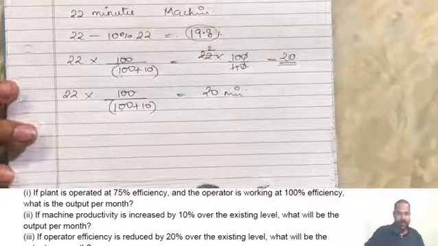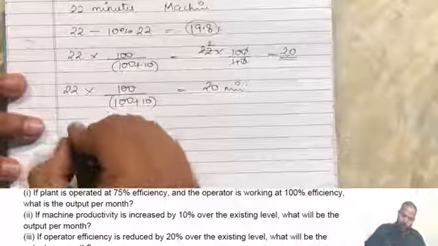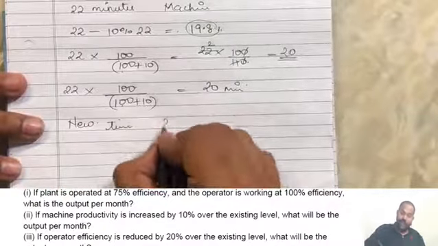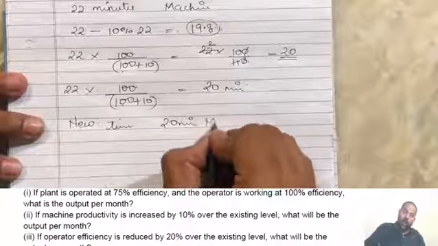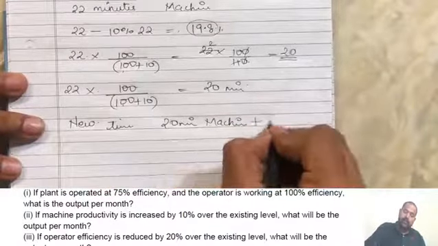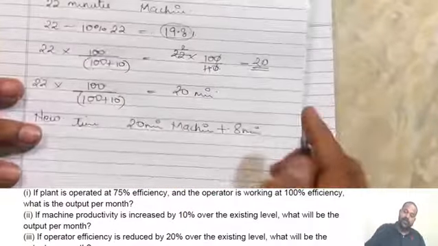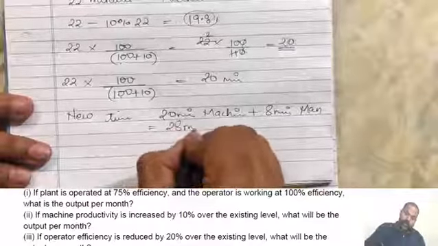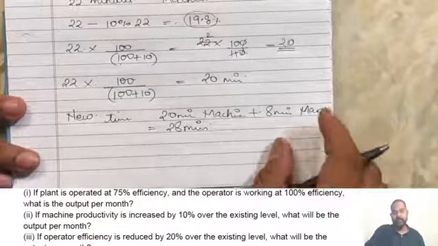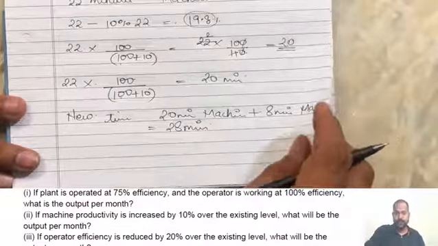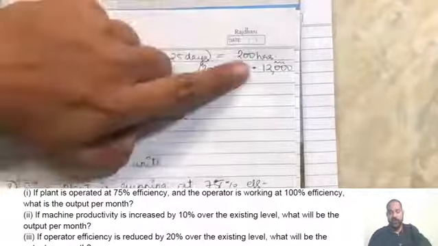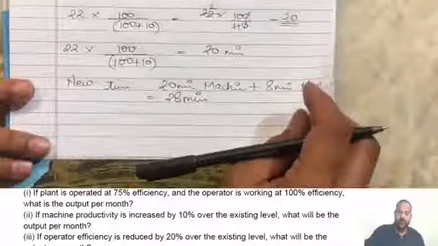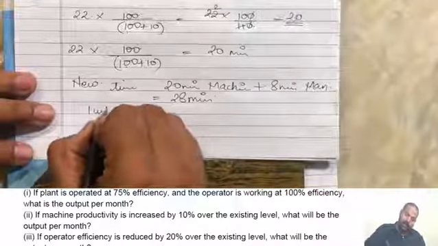And that's it. That is the only thing that is told to you. So the new time is 20 minutes on the machine plus 8 minutes for the operator, a total of 28 minutes. Now again the same: in a day, you are giving me 12 hours, and in a month, you are giving me 12,000 minutes. So again, 1 unit.